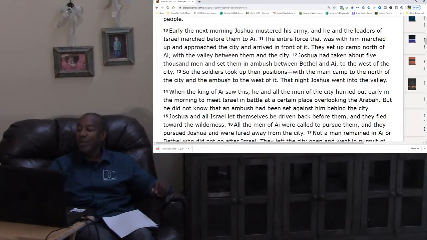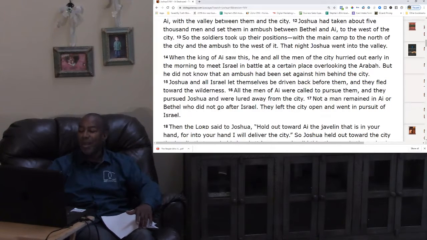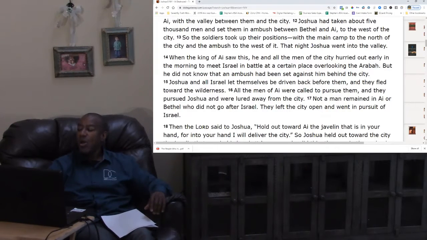That night, Joshua went into the valley. When the king of Ai saw this, he and all his men of the city hurried out early in the morning to meet Israel in battle in a certain place overlooking the Arabah. But they did not know that an ambush had been set against them behind the city. Joshua and all Israel let themselves be driven back before them, and they fled towards the wilderness. All the men of Ai were called to pursue them, and they pursued Joshua and were lured away from the city. Not a man remained in Ai or Bethel who did not go after Israel. They left the city open and went in pursuit of Israel.